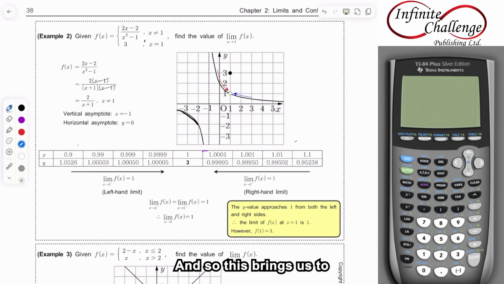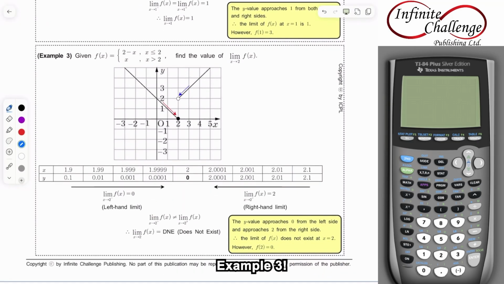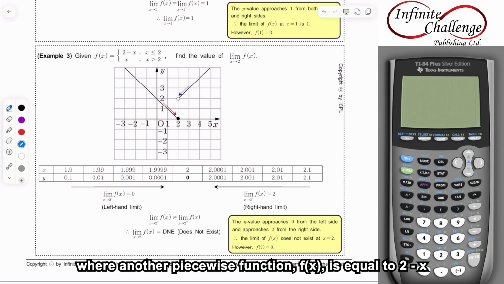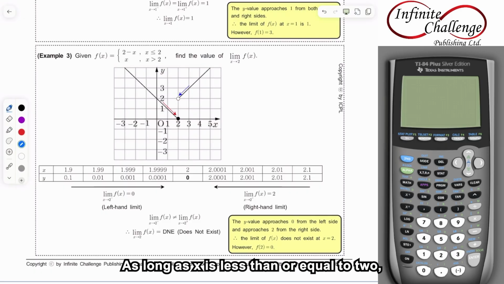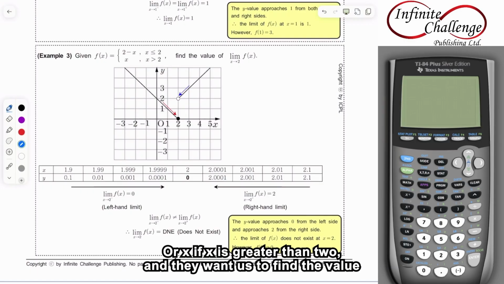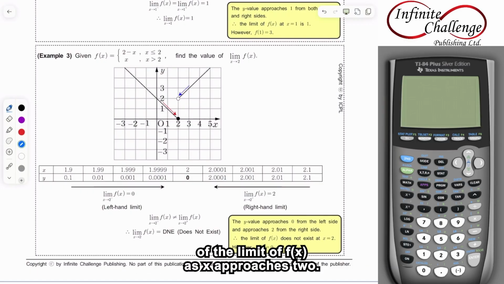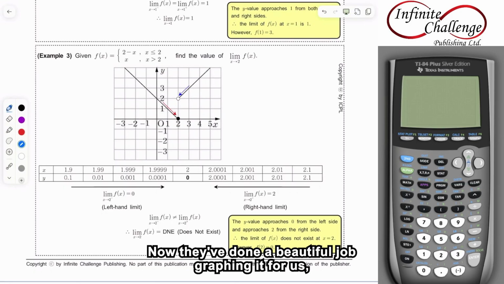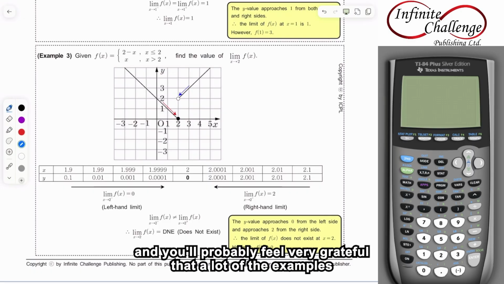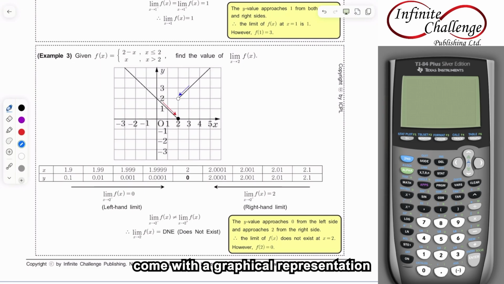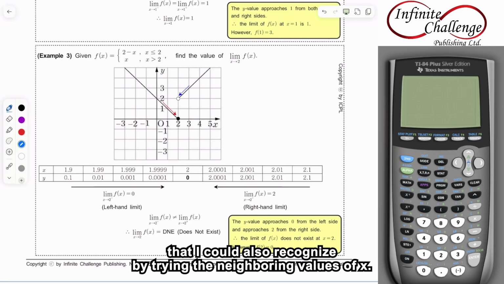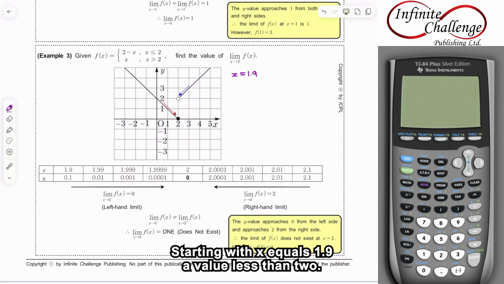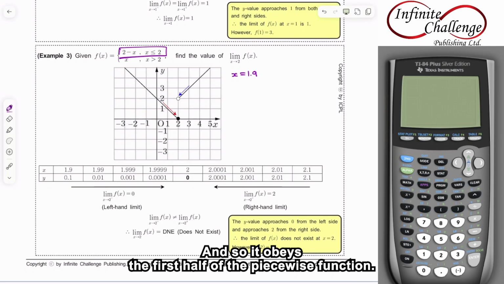Ta-da! And so this brings us to example 3, where another piecewise function f of x is equal to 2 minus x as long as x is less than or equal to 2, or x if x is greater than 2. And they want us to find the value of the limit of f of x as x approaches 2. Now, they've done a beautiful job graphing it for us, and you'll probably feel very grateful that a lot of the examples come with a graphical representation. And in this case, I'll recognize something that I could also recognize by trying the neighboring values of x, starting with x equals 1.9, a value less than 2, and so it obeys the first half of the piecewise function.